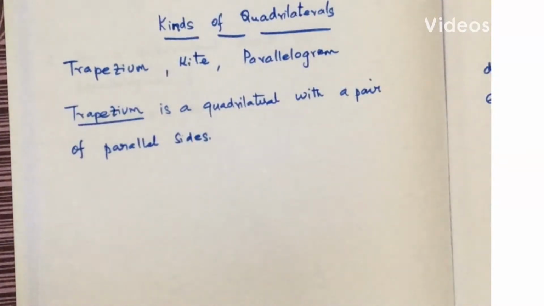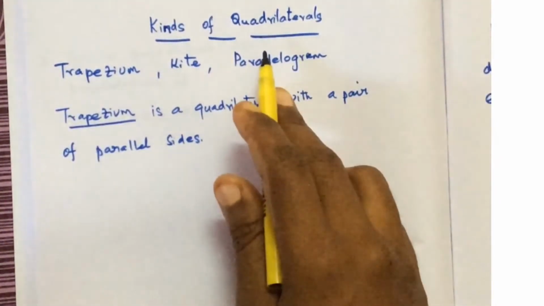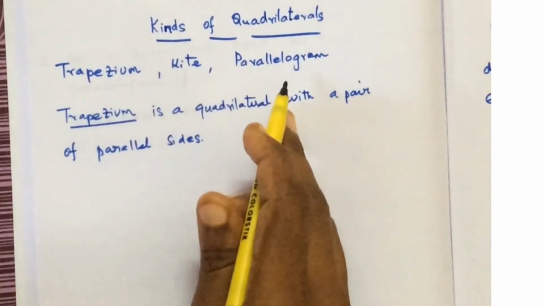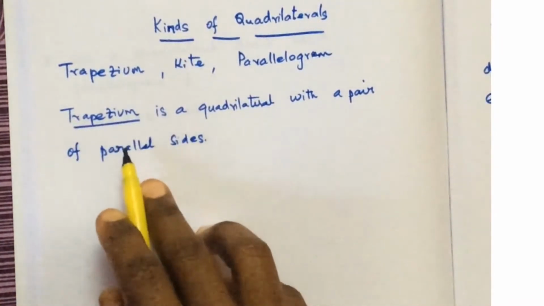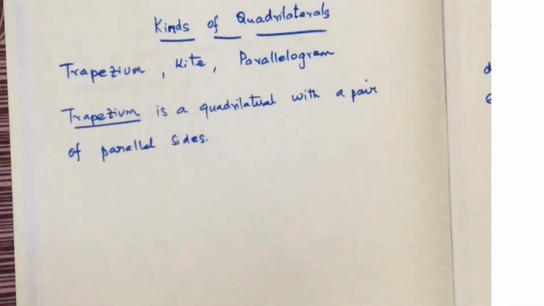Good morning. In this class we are going to see about kinds of quadrilaterals. Based upon the nature of the sides and angles, the quadrilateral can be classified as trapezium, kite and parallelogram. First we will start with the trapezium. A trapezium is a quadrilateral with a pair of parallel sides.